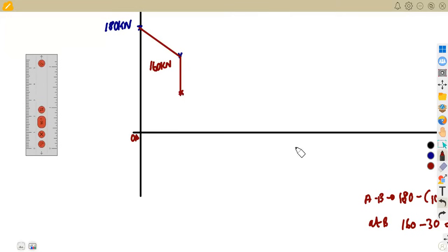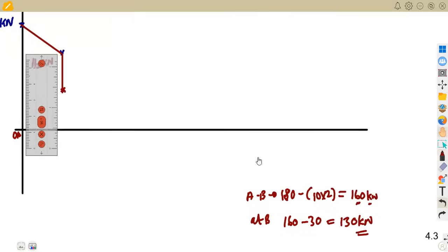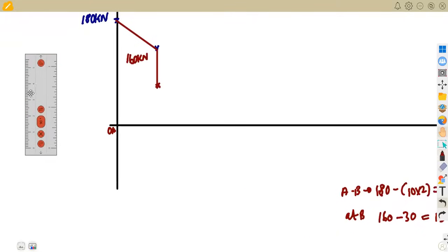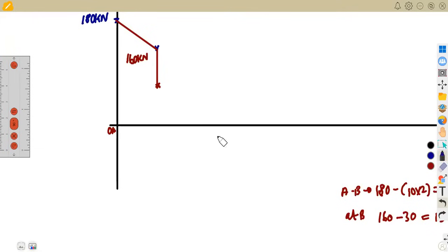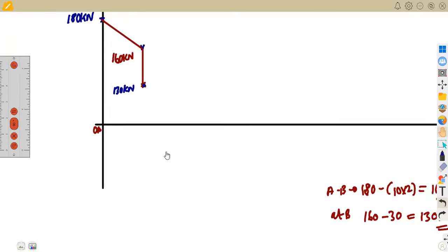Meaning to say, we are now at 130. So that's at 130 kilonewton at this point. All right, that's at B.